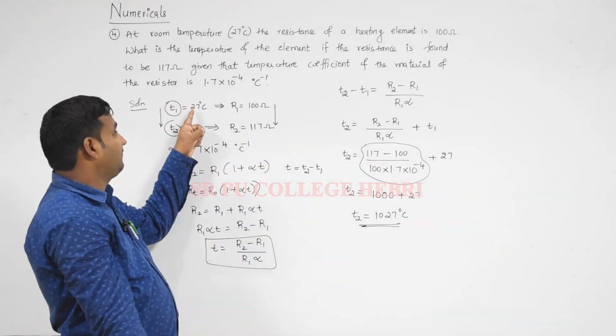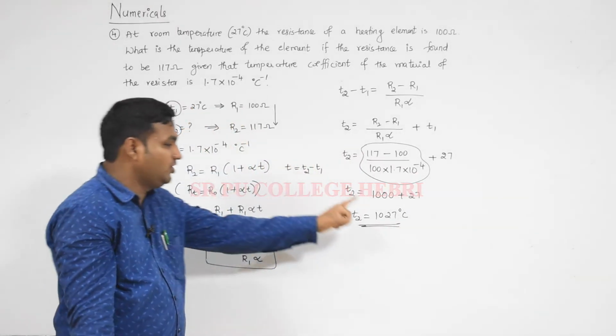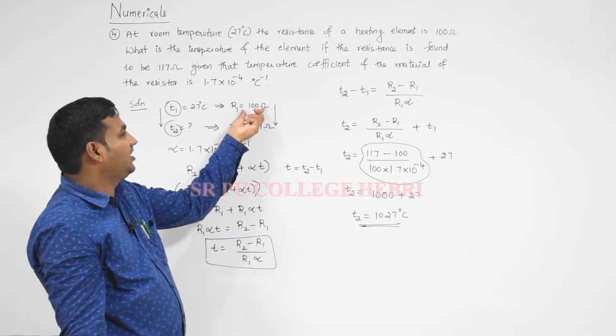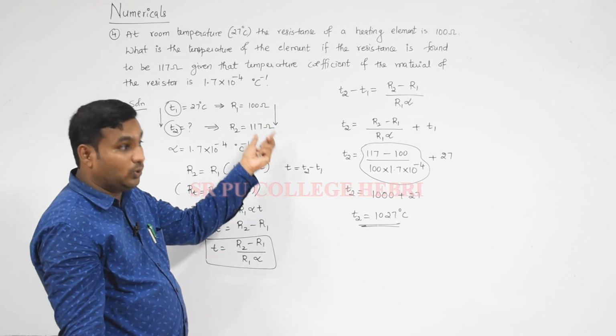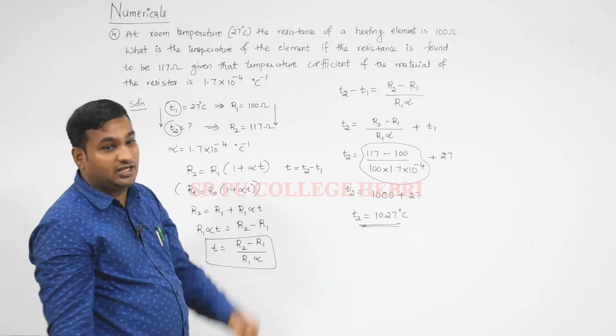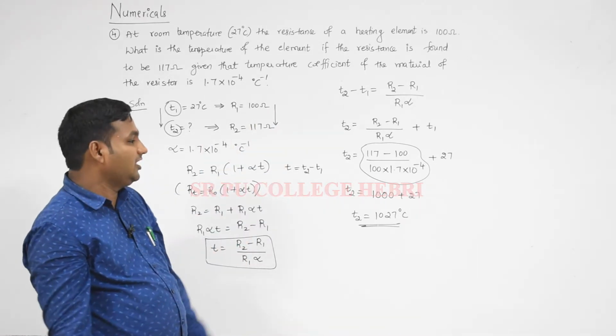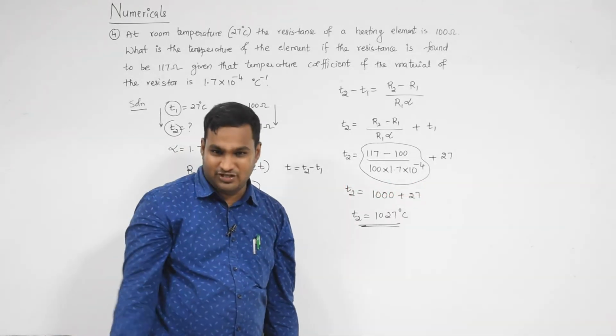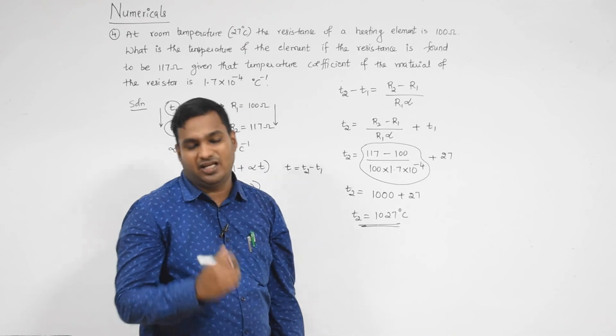Keep this point in your mind. Temperature is increasing from 27 degrees Celsius to 1027 degrees Celsius. Resistance is increasing from 100 to 117 ohm. Here the given material is a good metal or good conductor. As the temperature increases, resistance goes on increasing. Remaining numerical we'll discuss in the next video. Thank you.